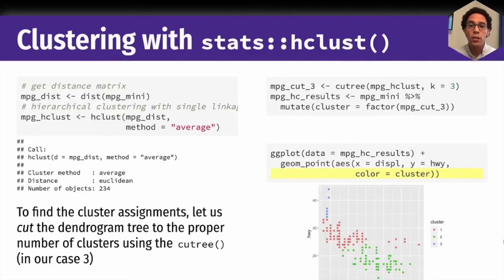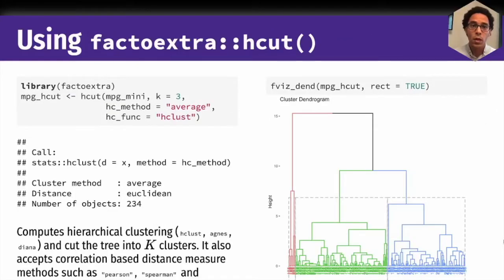After that, we can use ggplot2 to create a scatter plot and color every single point based on their clustering assignments. Another option is to use the hcut function from the factoextra package, and in addition to that, use a function called fviz_dend for dendrogram. This is a very easy and super powerful way to create quick visualizations of your dendrogram to represent the clustering results.